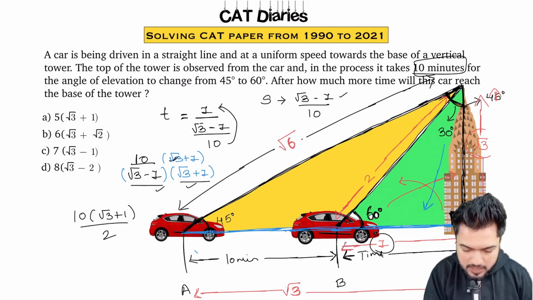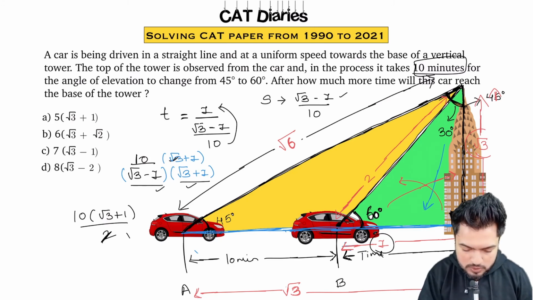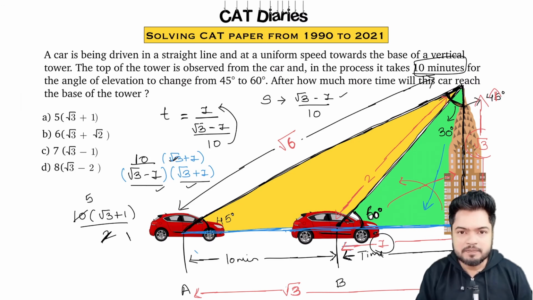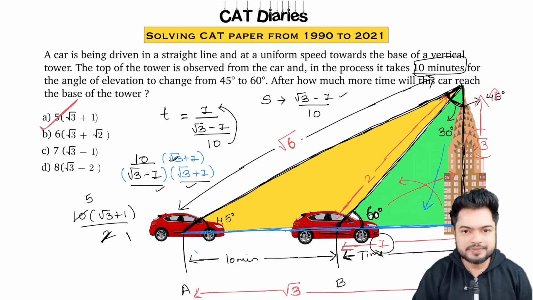This is getting rationalized. I hope you know these basics of algebra. A plus b, a minus b, a square minus b square. Root 3 the whole square is 3, minus 1 is 2. So 2 fives are 10, so I get 5 into square root of 3 plus 1. Okay, that is option A, my answer to this question.